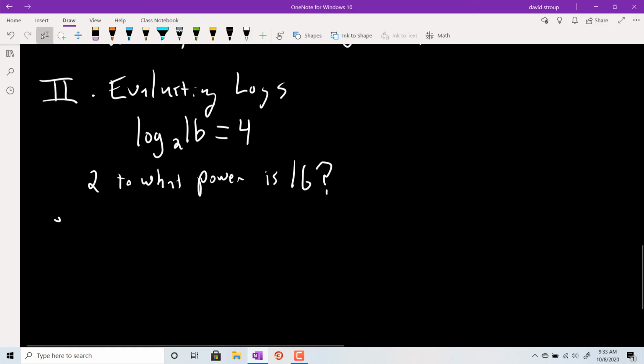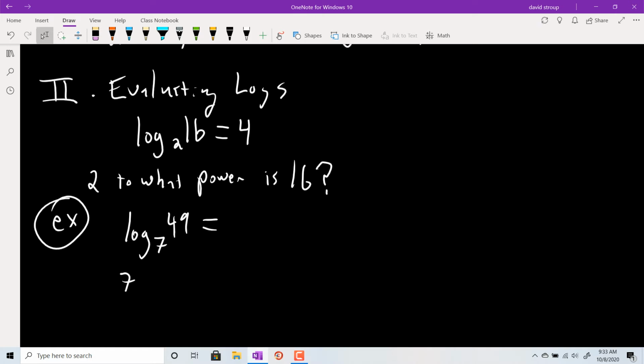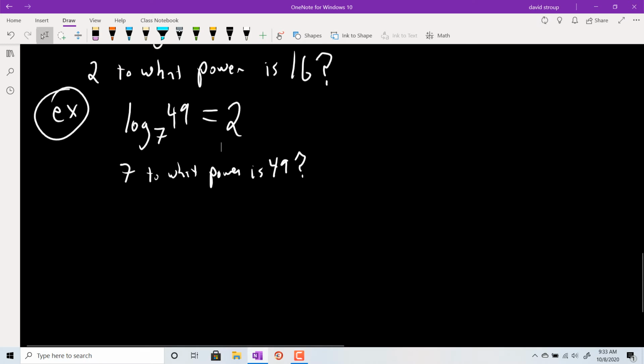Okay, so let's go ahead and look at some examples. I have log base 7 of 49. So you're asking 7 to what power is 49? Okay, so 7 squared, right? So you put a 2 there. And so log base 7 of 49 is 2.